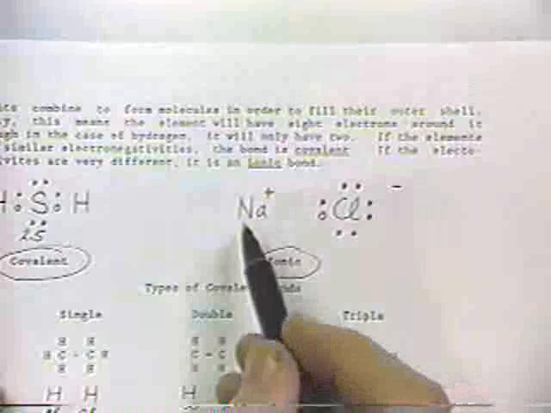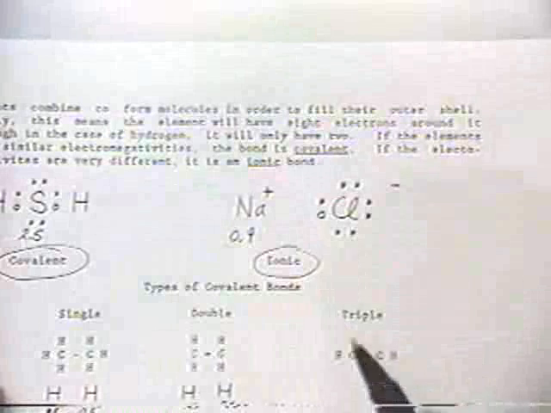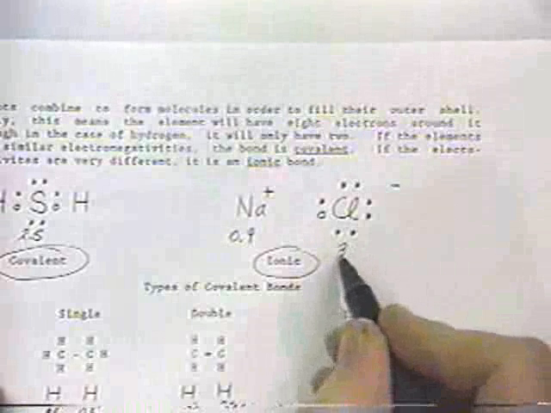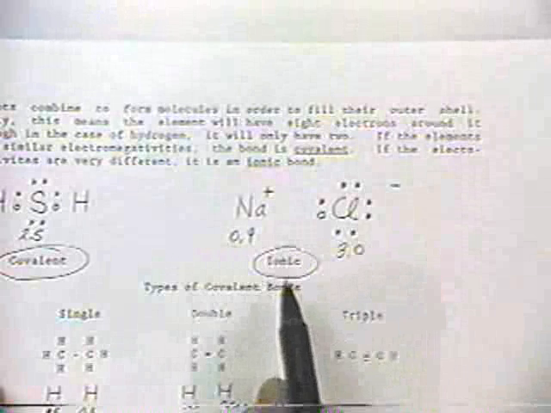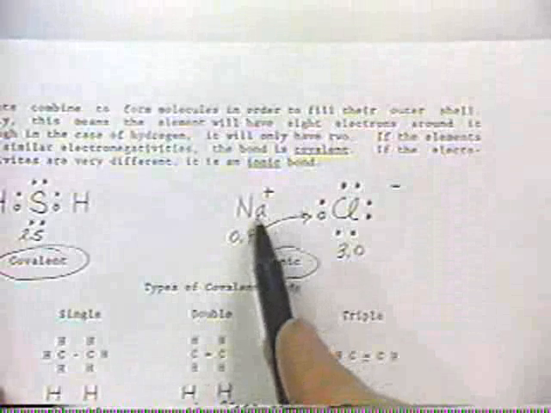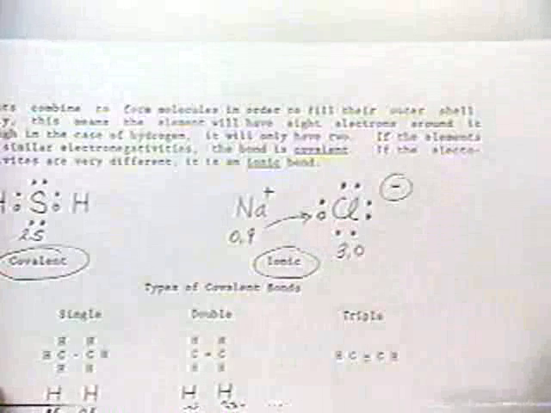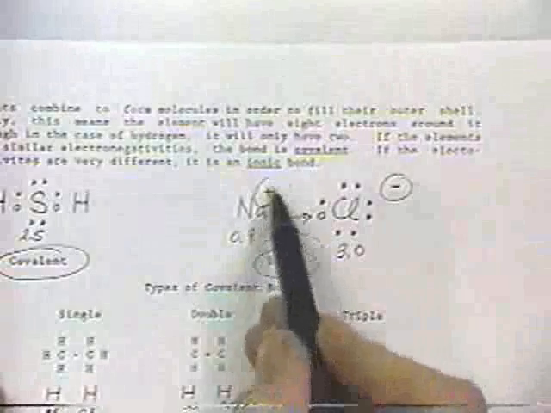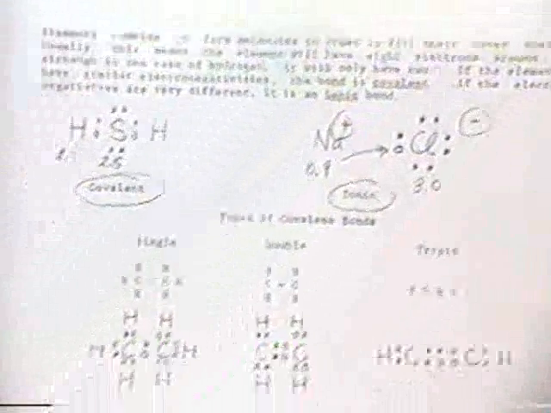Now let's look at another extreme. Sodium has 0.9 as its electronegativity, and chlorine is 3.0. What you can see is there's a wide disparity between the electronegativities. The chlorine is the bully here. It takes the electron from that sodium. In fact, it takes it so strongly that the chlorine takes on a negative charge, and the sodium, having lost its electron, takes on a positive charge.